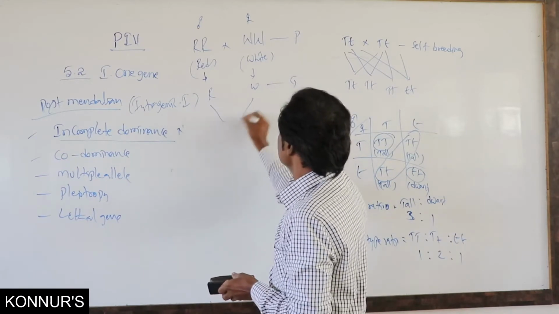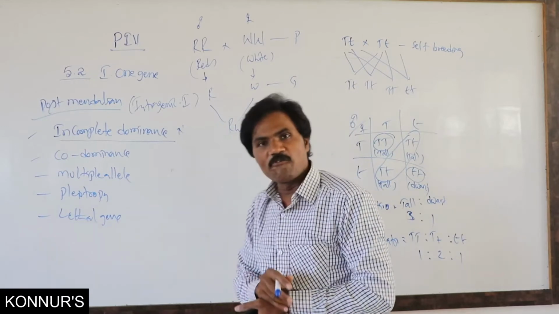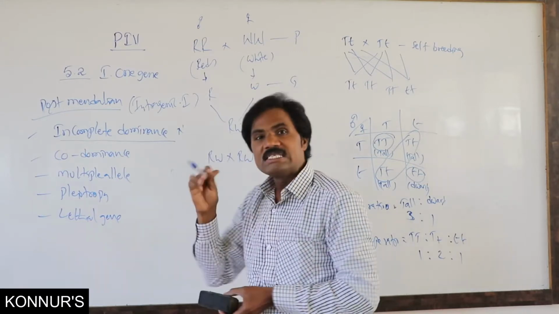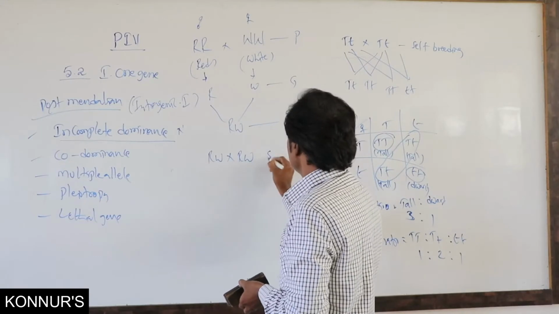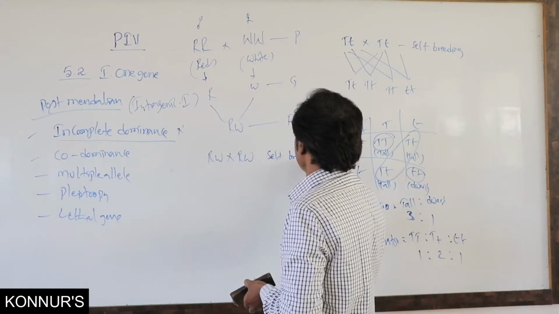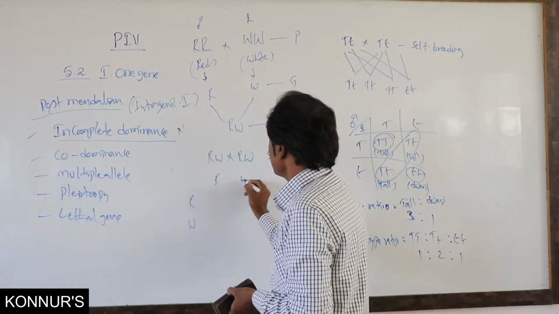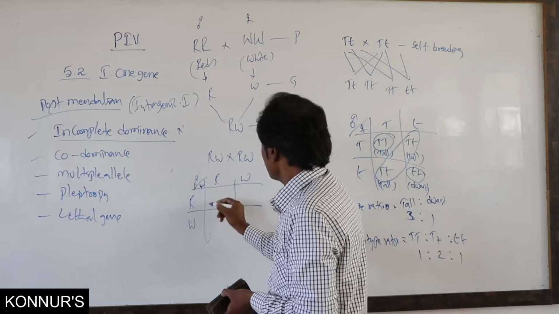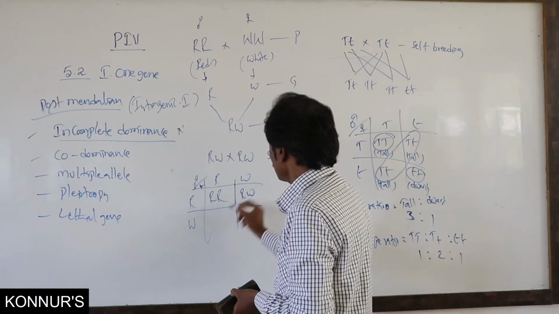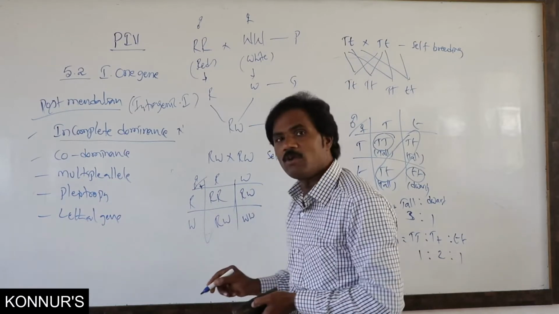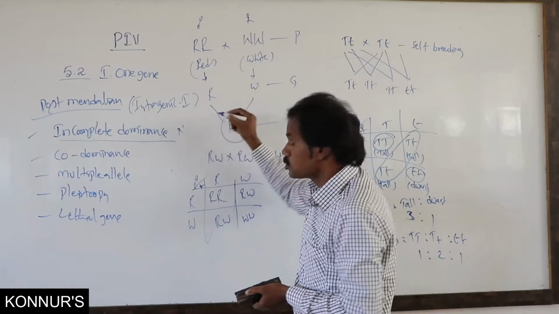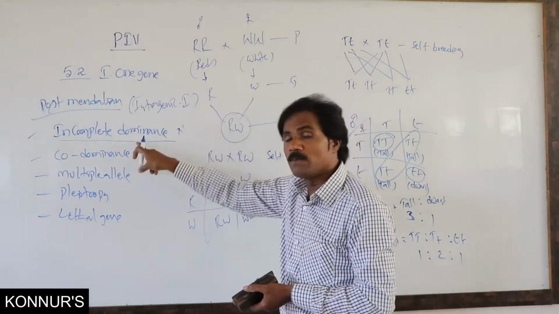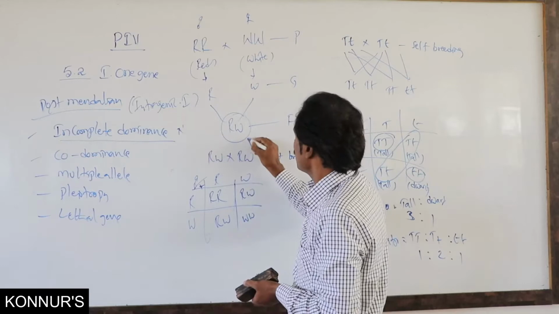Then these are the gametes. Then the F1 generation. If this F1 is self-breeding, then according to Punnett square, it will be present. But this particular F1 hybrid, according to the law of dominance, must be red. But in incomplete dominance, here it is present in pink color.